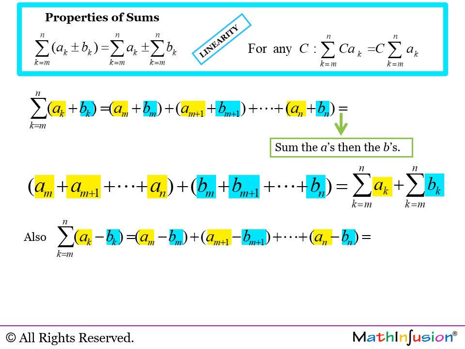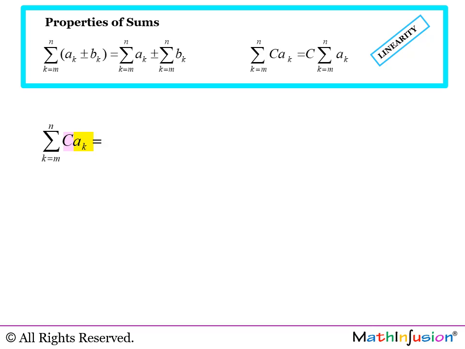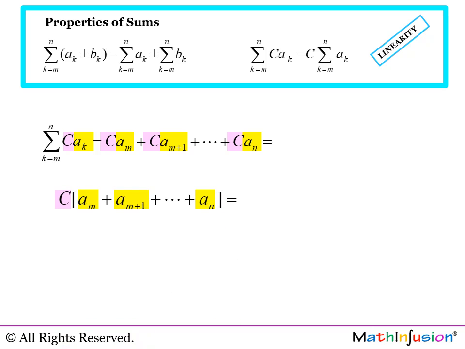With the difference, it's exactly the same thing. This allows me first to add all the A's and then to take away the sum of all the B's. And I get that. For the last property, let's just write it down as it is written. Now we will use the distributive rule. And if you look at the bracket, we have the sum of the A's. And we get that.